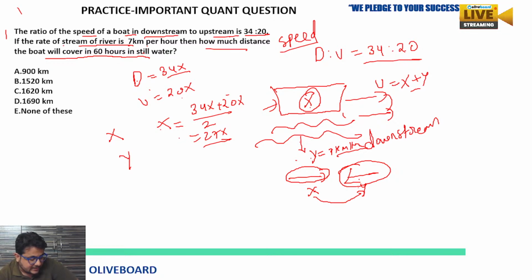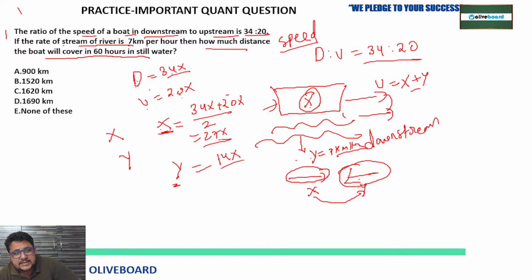Very good. Excellent, Teja. Well done. So 27x is the speed of boat in still water. While y means the speed of stream, so by ratio you take the difference of downstream and upstream speed. 34x minus 20x, right? So it is going to be 14x by 2, so 7x. And 7 is already given. What are they asking us? How much distance will the boat cover in 60 hours in still water? So we must know the speed of boat, then only we can say.